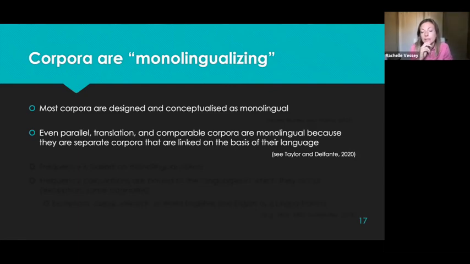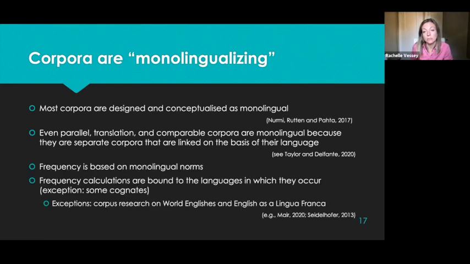And Taylor and Del Fante give a useful overview, basically a typology, of cross-linguistic corpus-based work. And they do give one exception to the general rule, but in general, the norm is to have corpora that are linked on the basis of language, but even when they're multilingual, they tend to involve a huge amount of monolingualism. But the more important thing that I'm trying to get at is that frequency as a tool is based on monolingual norms.